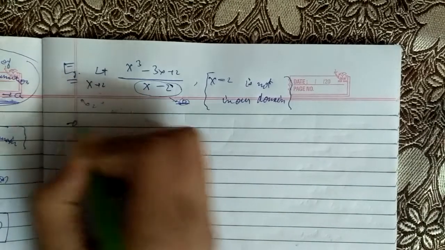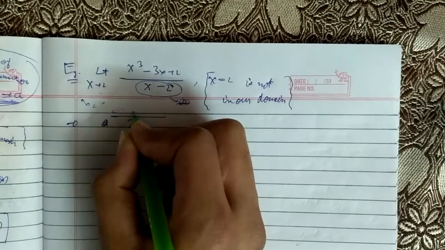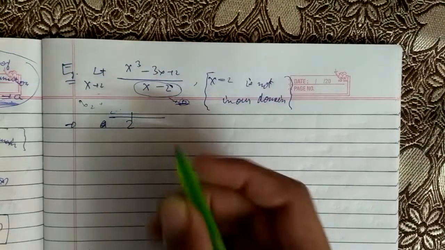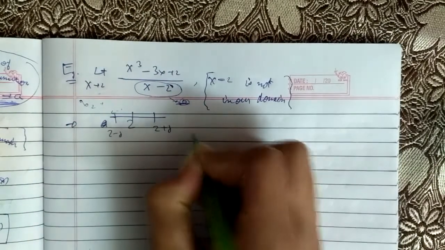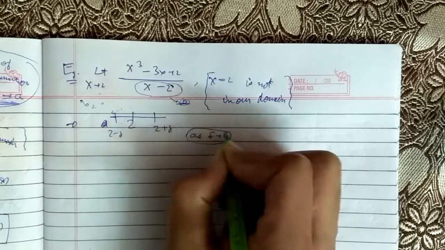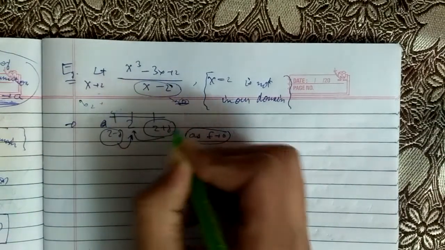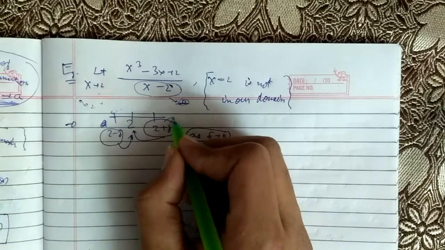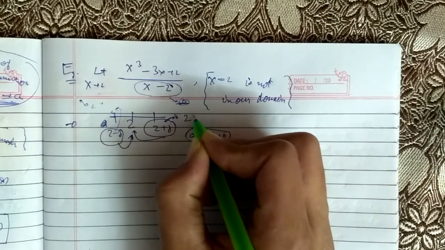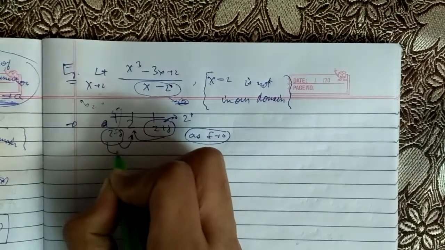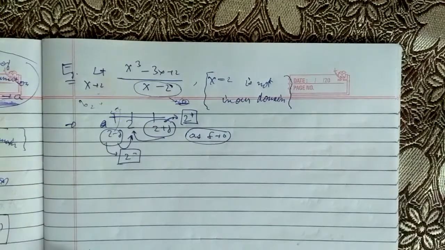Also, this is 2, this is 2 plus delta and this is 2 minus delta. As delta approaches 0, this approaches 2 and this also approaches 2, but this would always be greater than 2 and this would always be less than 2. So for simplification we represent it as 2 plus and this as 2 minus.